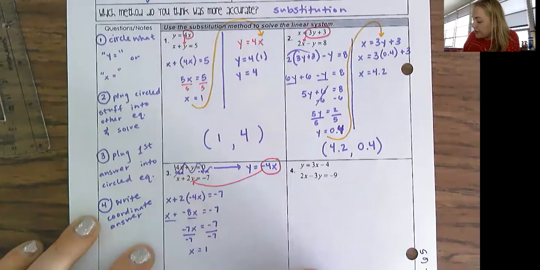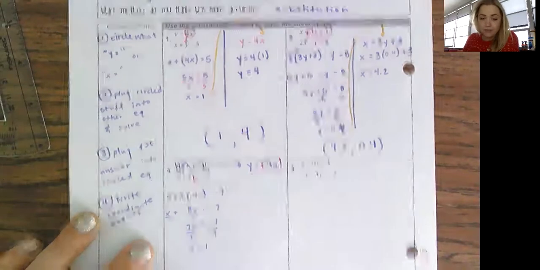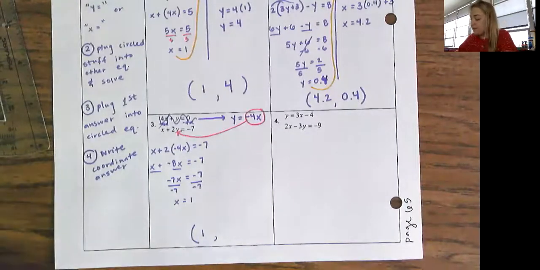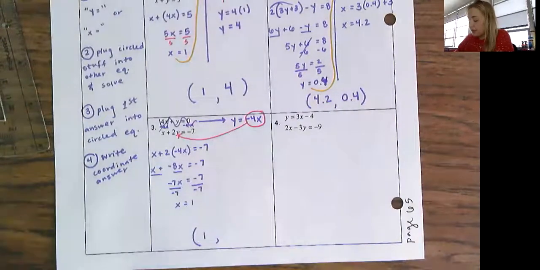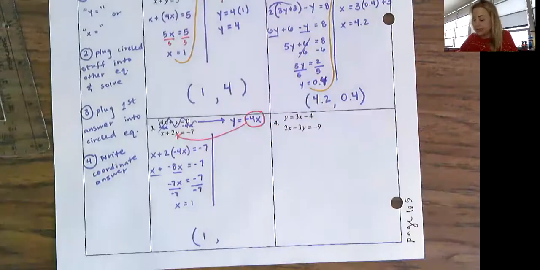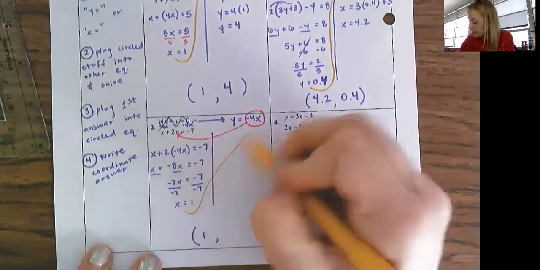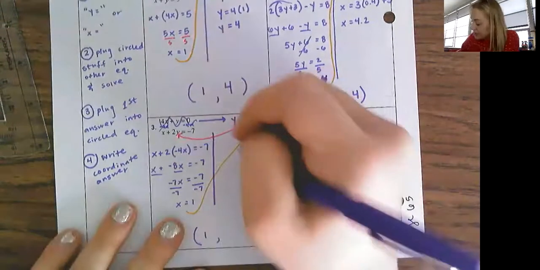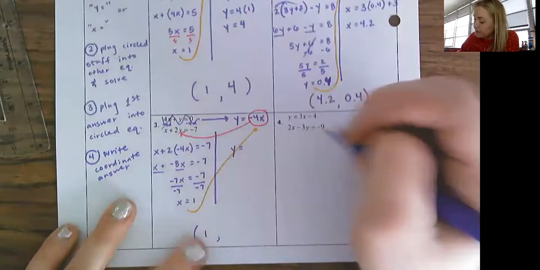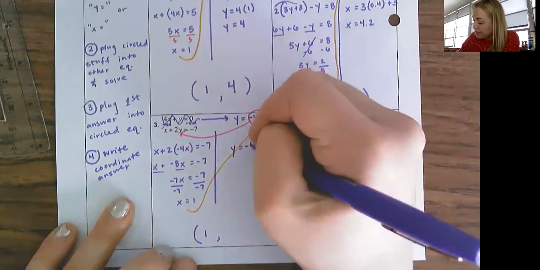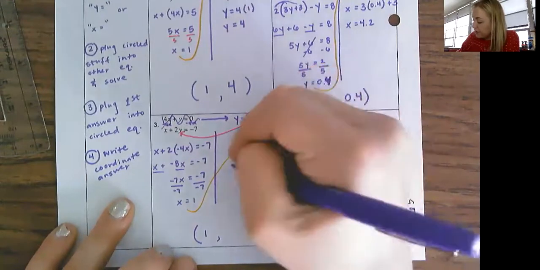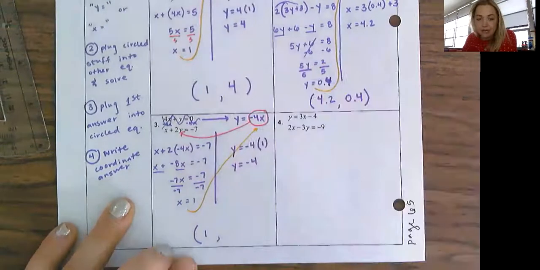So my ordered pair starts with a 1 for the x value. Then I need to replace that right there where there's an x. So instead of y equals negative 4 times x, I've got y equals negative 4 times 1. So y just equals negative 4.